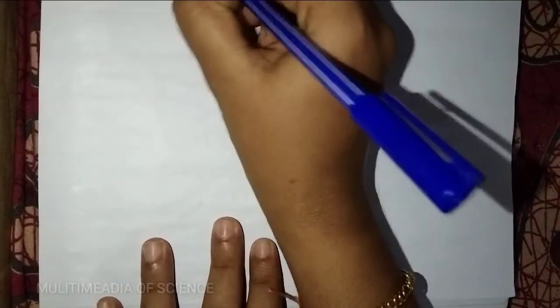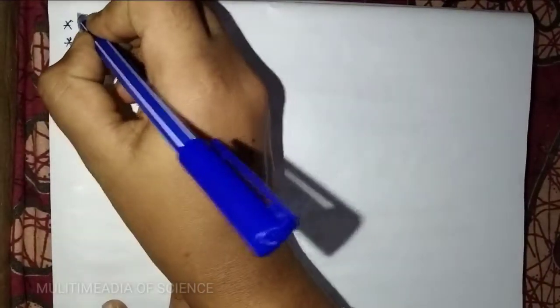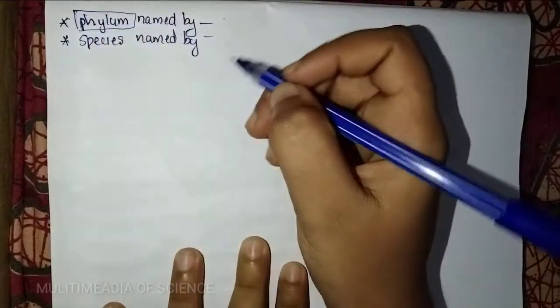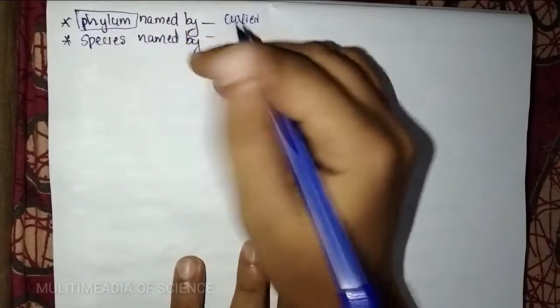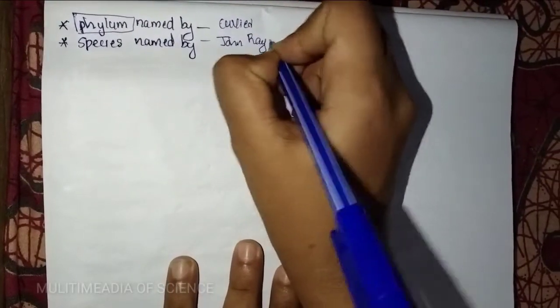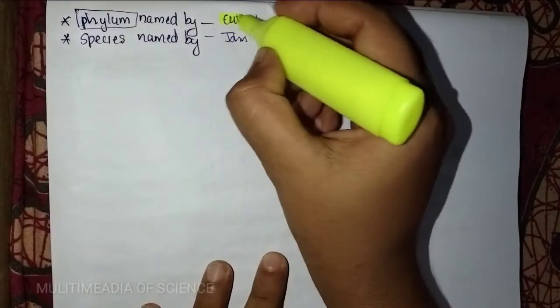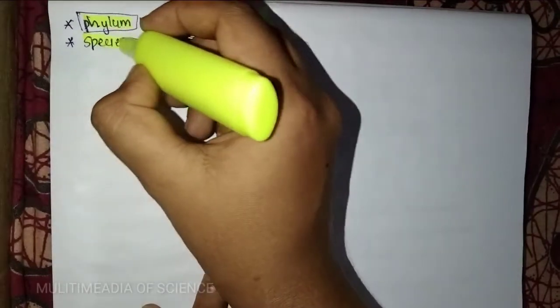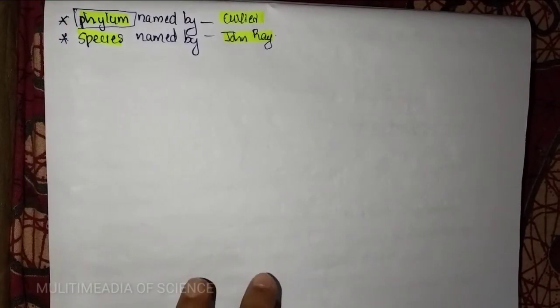Okay. Next is phylum. Phylum naming is very important for the NEET syllabus. Phylum was named by Cuvier, and the species was named by Ray. These two are much more important. Cuvier, phylum, and species, Ray. These are important for NEET.